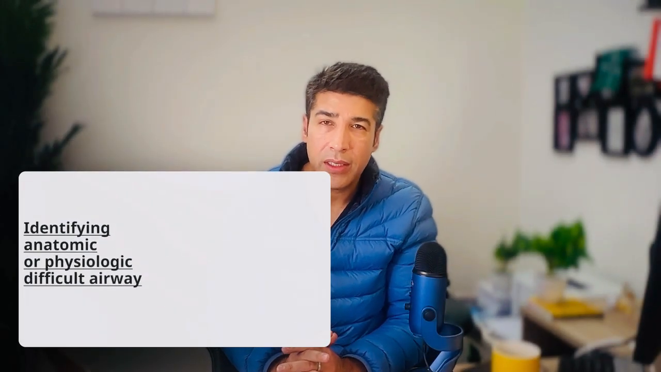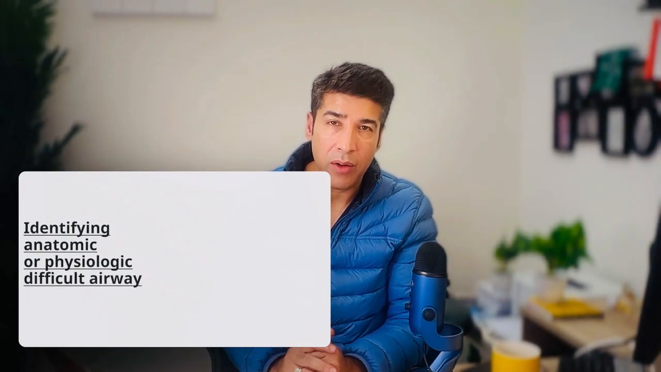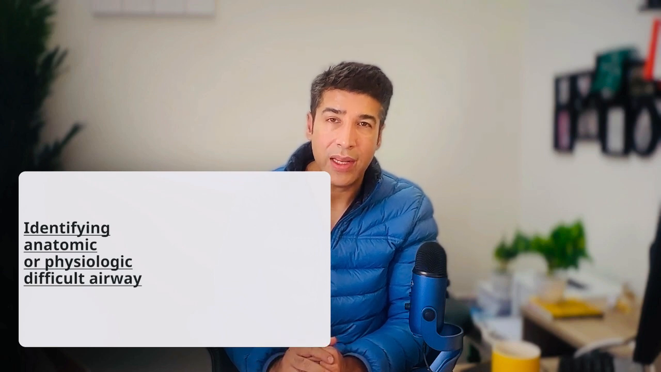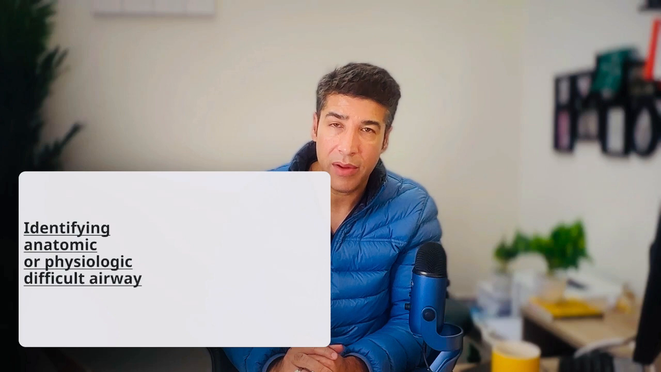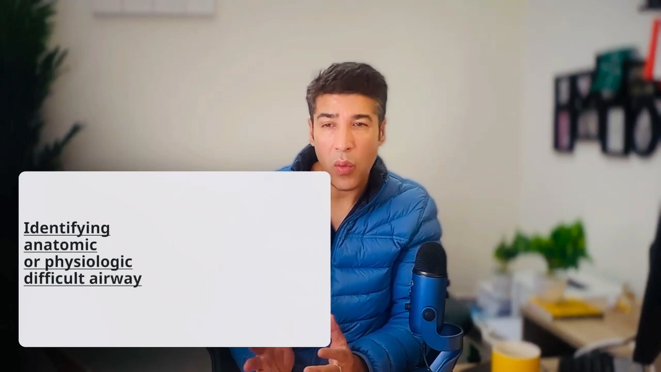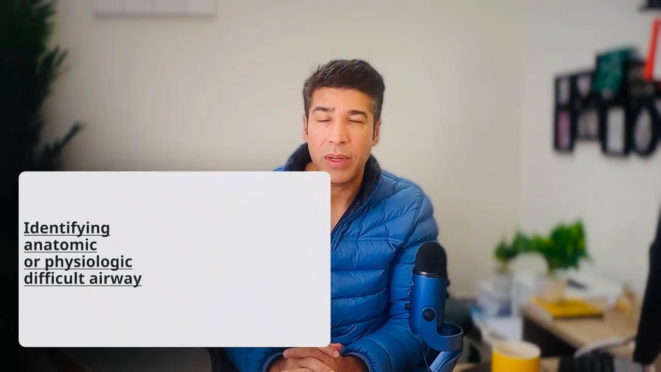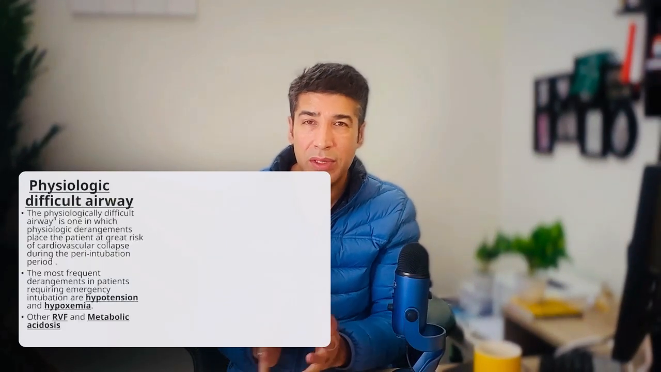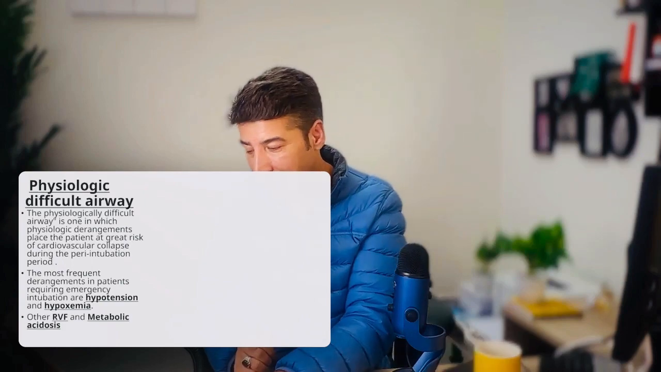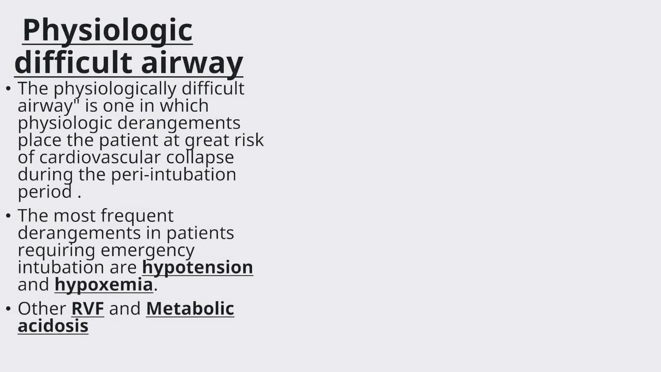In the preparation, there are two things that you have to do first. One is the airway assessment to know about the anatomical difficult airway, and second is the overall assessment of the patient to know about the physiological difficult airway. What is a physiological difficult airway? By definition, it is one in which physiological derangement places the patient at great risk of cardiovascular collapse during the peri-intubation period.